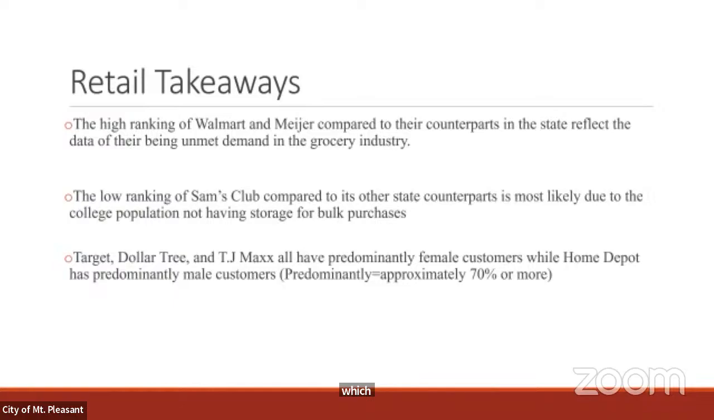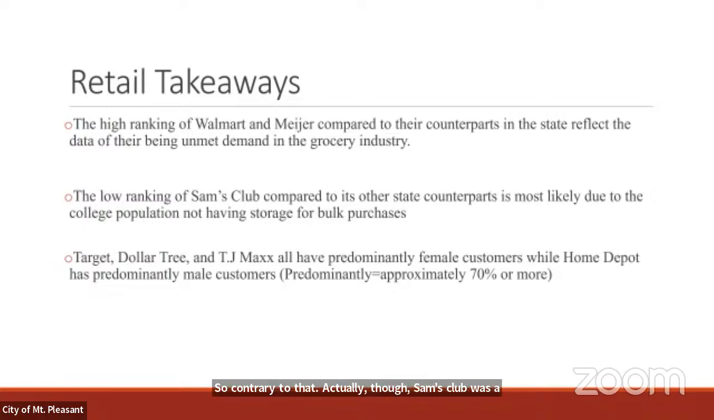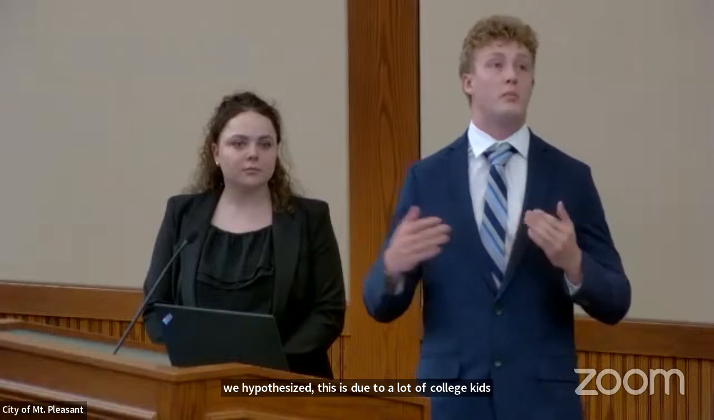And in another report by Placer, which matches up with this one, there was set to be an unmet demand for the grocery industry in Mount Pleasant, as there'd be some room for growth for other businesses there. This fits with how high the visitation of Walmart and Meijer is. Contrary to that, though, Sam's Club was low ranking compared to the rest of the state. What we hypothesize is this is due to a lot of college kids not having space for the bulk purchases that Sam's Club offers, as well as not wanting to pay for a Sam's Club membership.